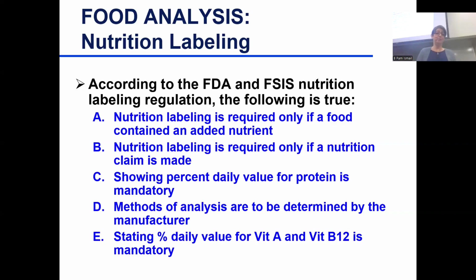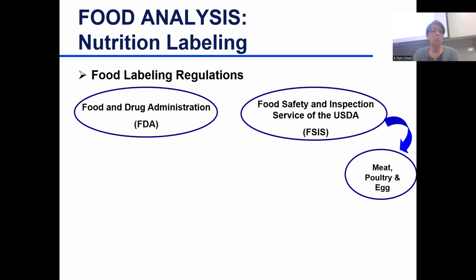Okay, so I just wanted to see which answer you would pick, so that I have a reason to talk about each one of those. So food labeling regulations are mostly regulated by the FDA or USDA. But specifically meat, poultry, and egg are regulated by FSIS of the USDA. Okay, so that's that.